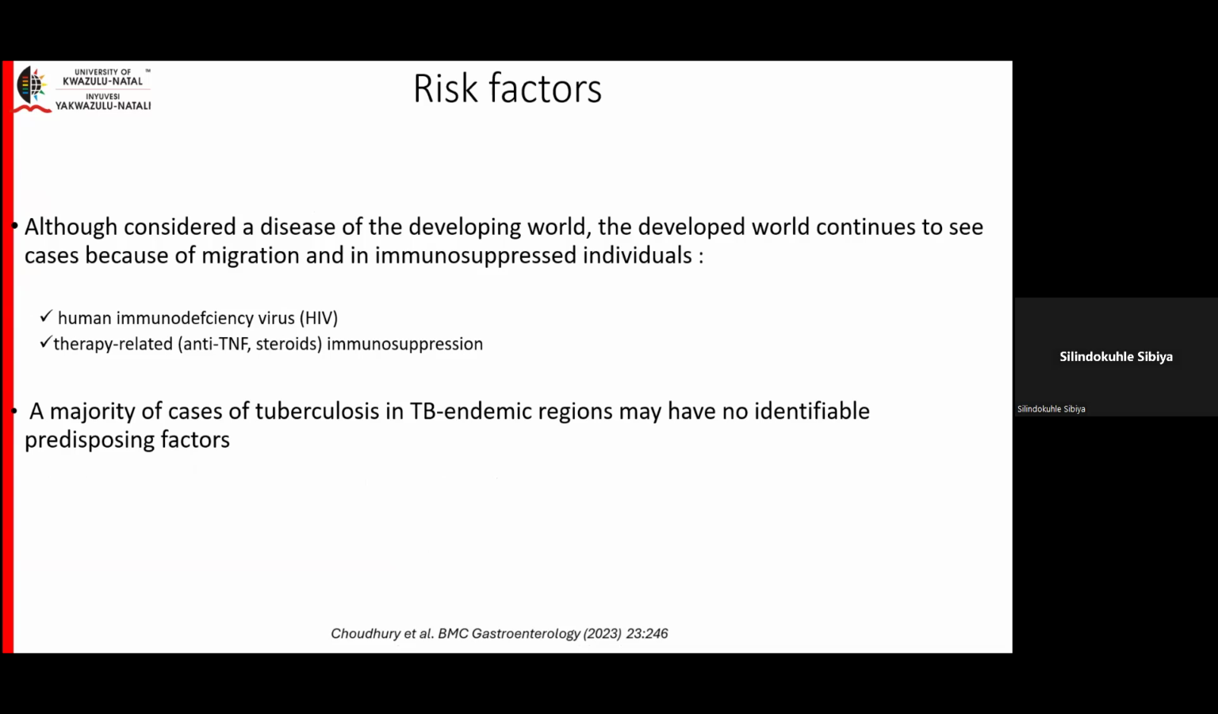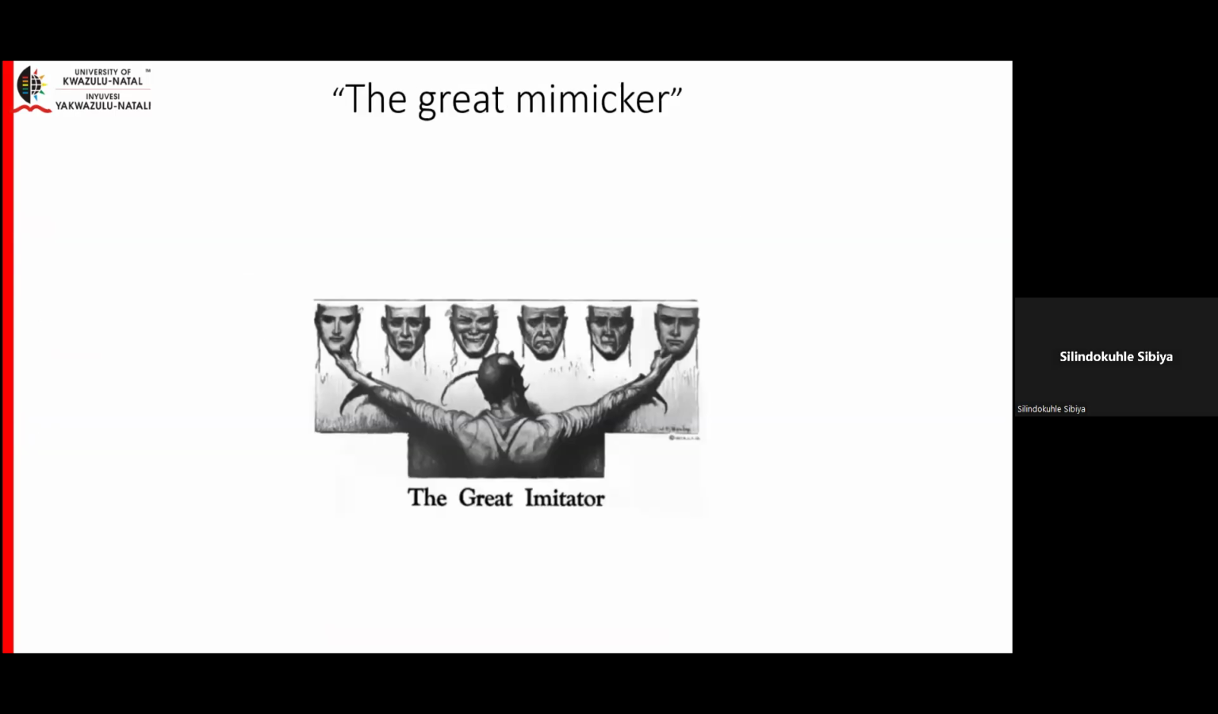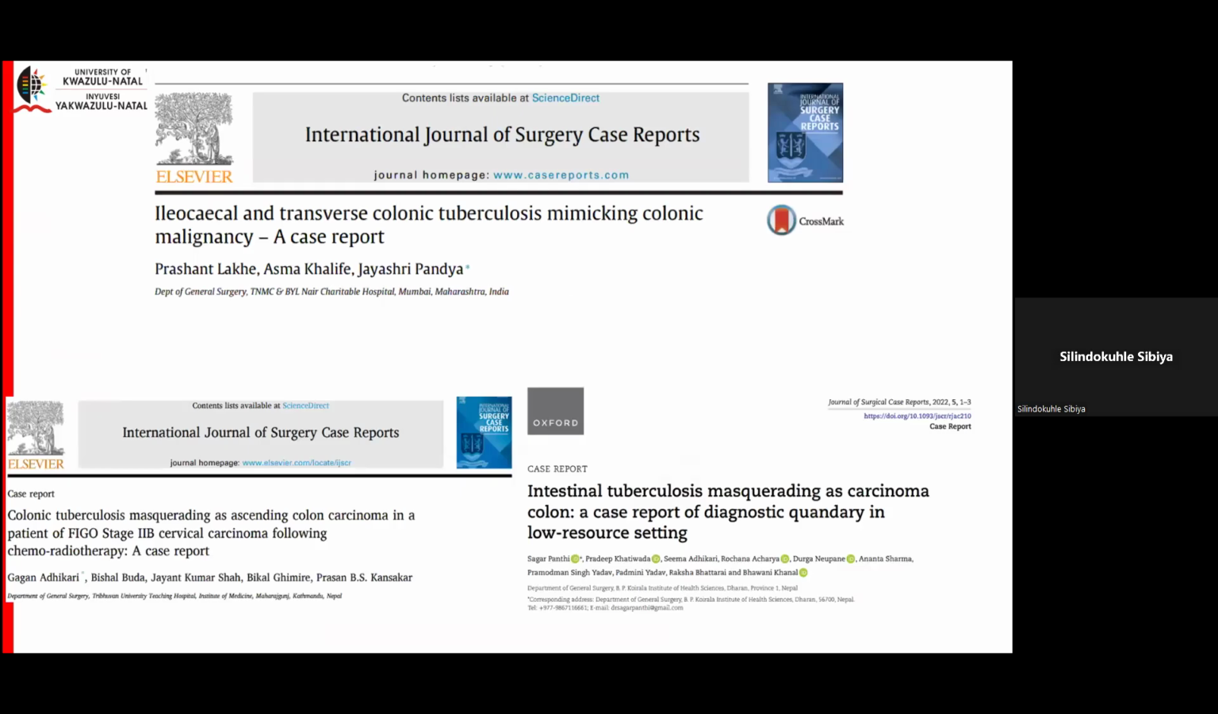I think we have HIV that is endemic in our patient population, or therapy related due to anti-TNF or steroids immunosuppression. A majority of cases of tuberculosis in TB endemic regions may have no identifiable predisposing factor. So it is a great mimic of other conditions, TB, ileocecal TB. It can mimic colon cancer.